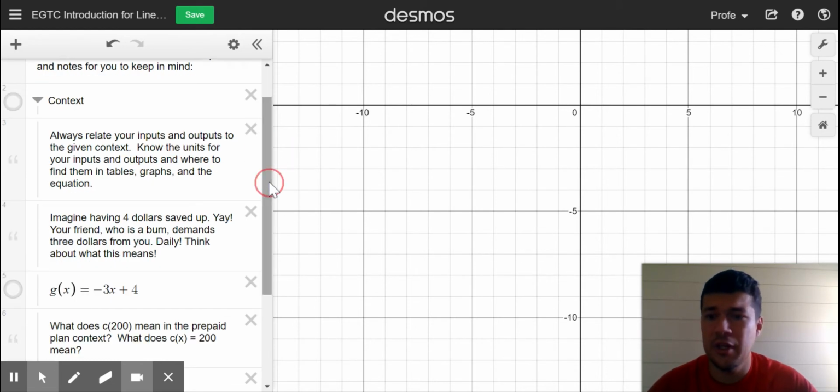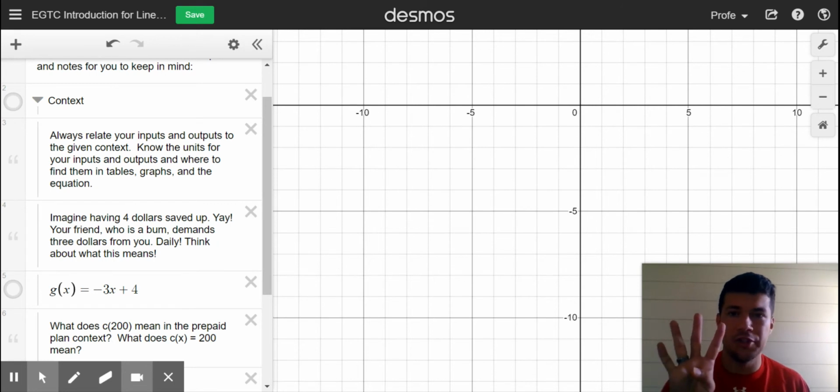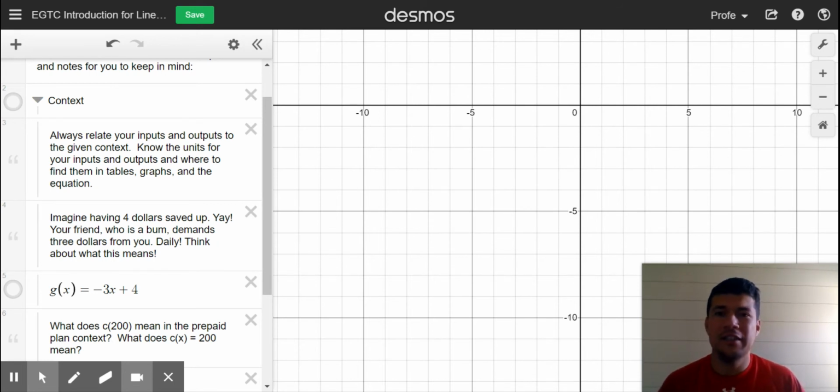So here's a linear situation. Imagine that you have $4 saved up, right? So this is your starting point. You have $4. 4 is your starting point, all right? And let's say that from those $4, you have a friend who demands $3 from you every single day, all right? So if you start with those $4, and every day you're going to take away 3, and we're going to keep track of this, and we can keep track of it in many ways. So we're going to say that 4 is our y-intercept, or our starting point. And if I take away 3, I am left with $1. So after one day, you only have $1.